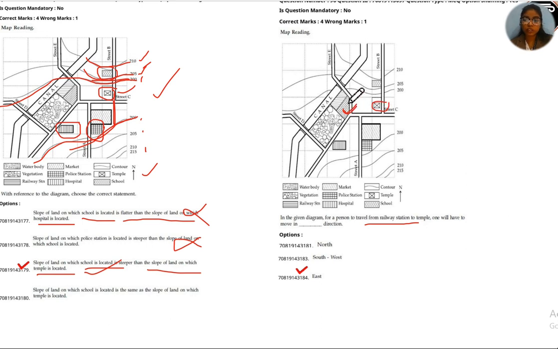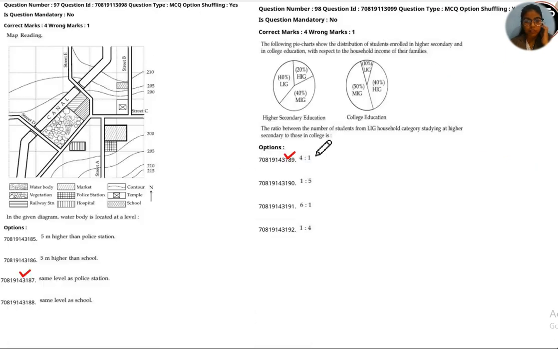Okay. Suppose a person is over here and has to travel from the railway station to the temple. So this is your east direction. The direction north is given to you above. Obviously, on the right side you will have your east direction, and here you will have your north direction. So the person has to move in the east direction. Correct? So east is the right answer.